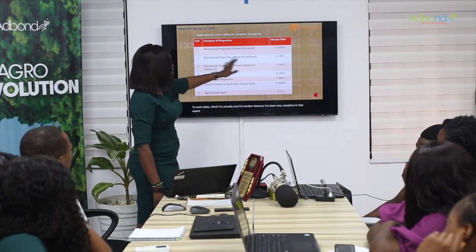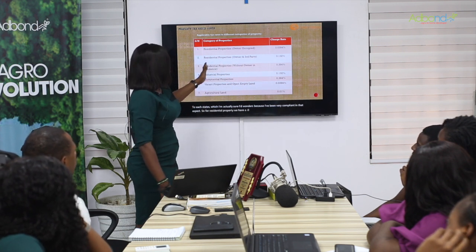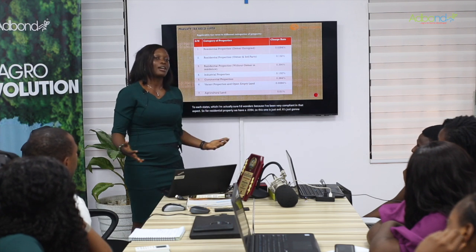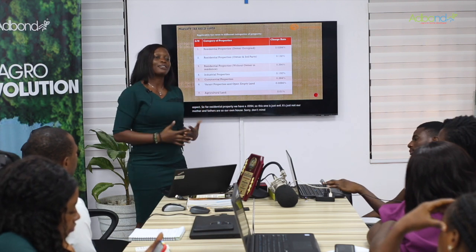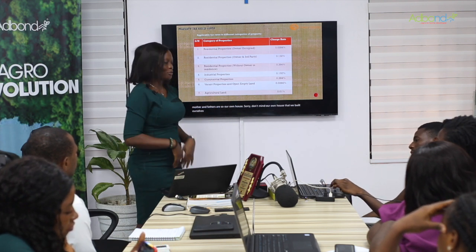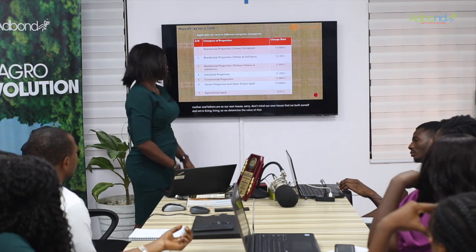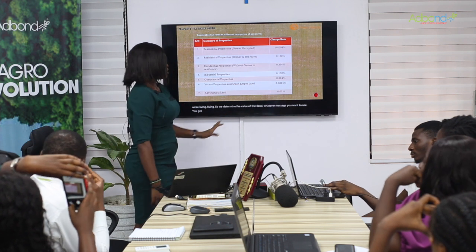So for residential property, we have 0.0394. This one is just if it's just the owner, our mothers and fathers house, or our own house, the house that we built ourselves and we're living in. So we determine the value of that land, whatever method you want to use. You apply the rate, then you get how much you're supposed to pay on a yearly basis.